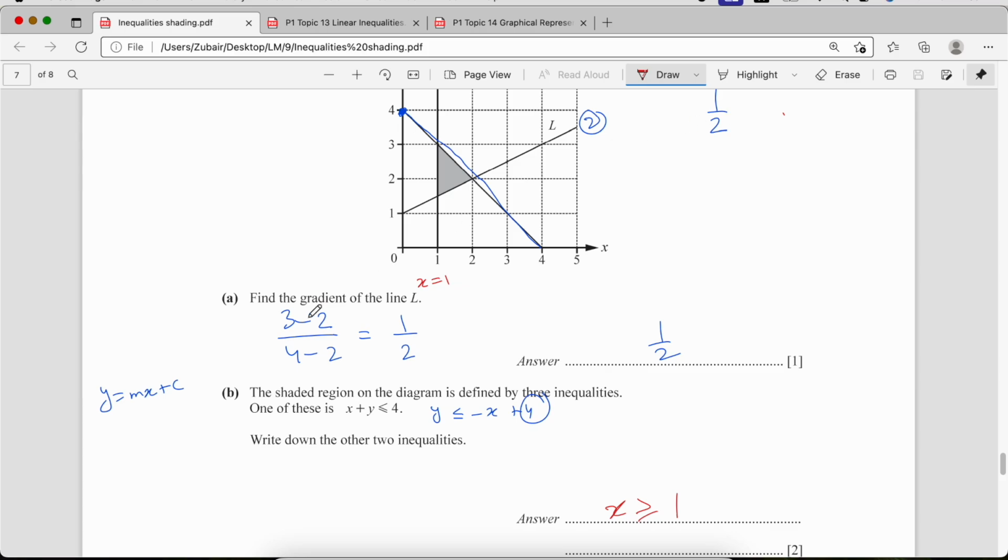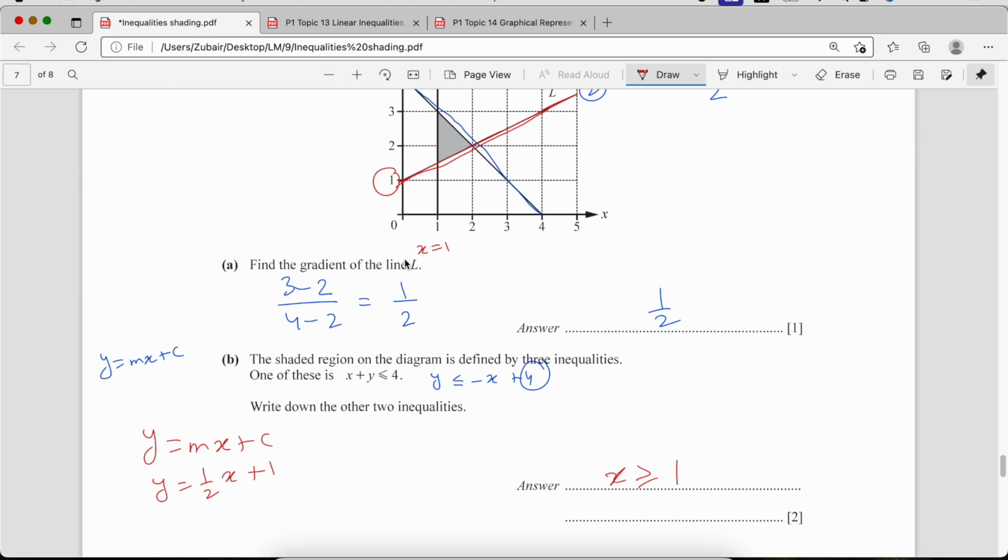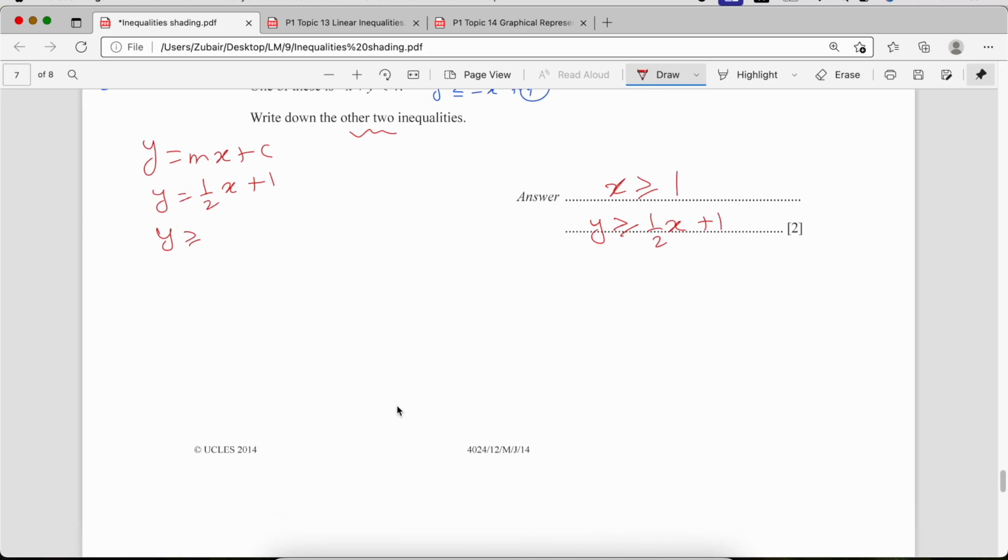Now the second line labeled as 2 or line L, we've already written the gradient and I can see the y-intercept is 1. So y is equal to mx plus c, where gradient is 1 by 2 and c is 1. So this is the equation and the shaded region is on top of it. So the region is above the line, so y should be greater. So y is greater than or equal to 1 by 2 x plus 1. So these are the other two inequalities which would satisfy this shaded region.